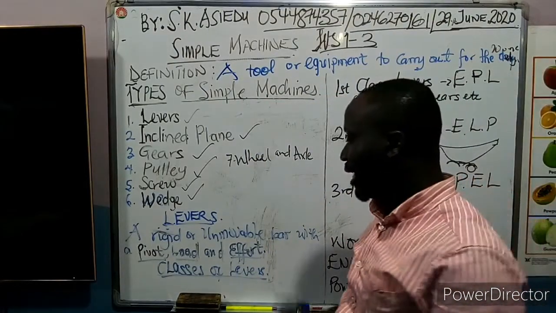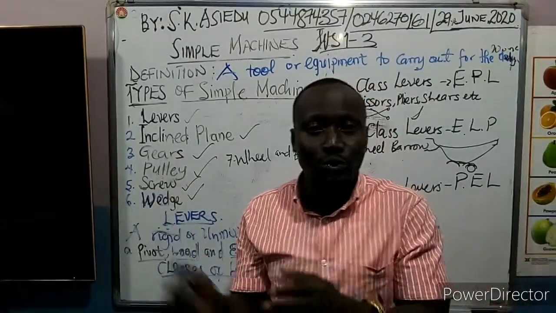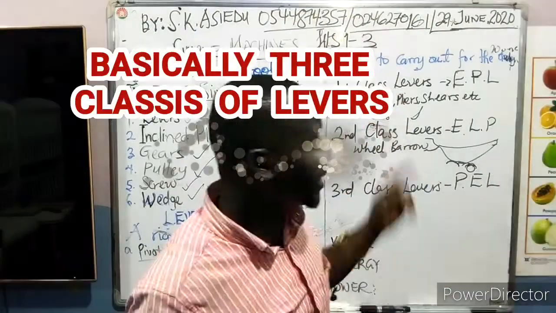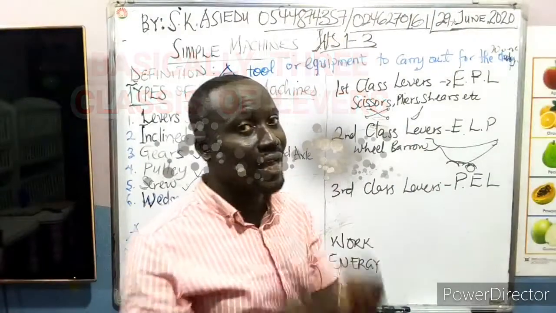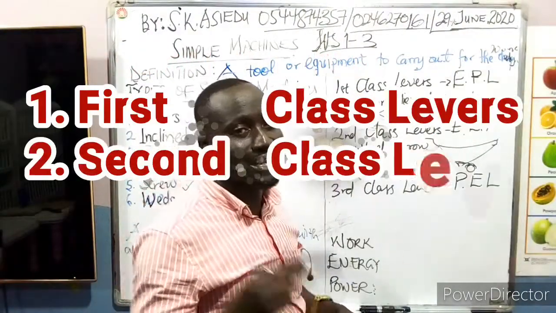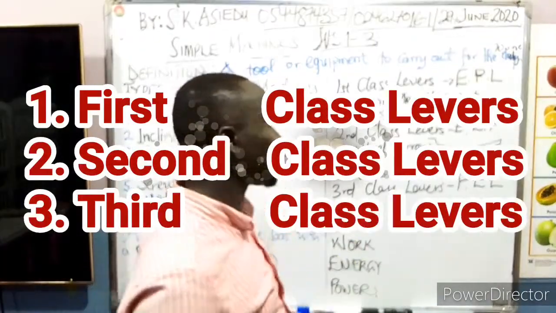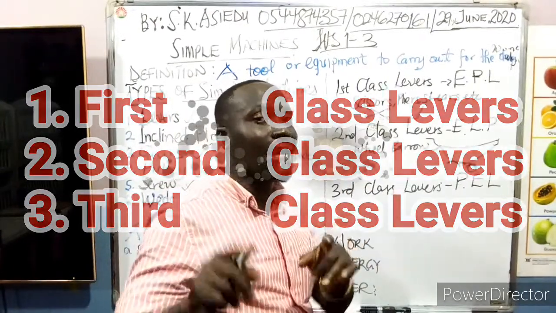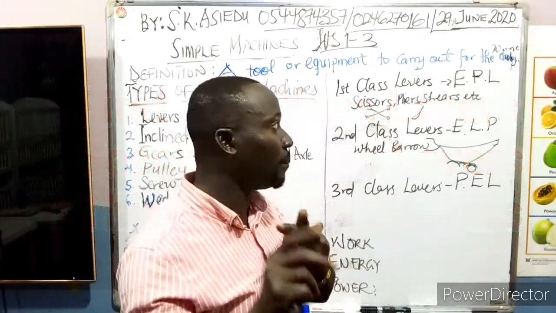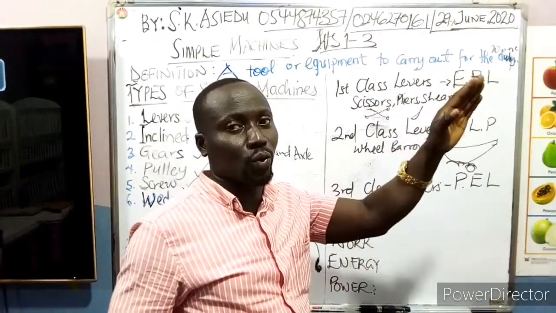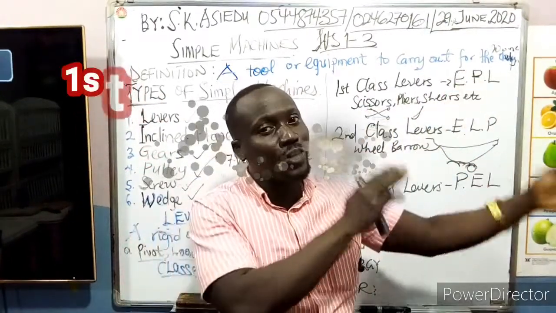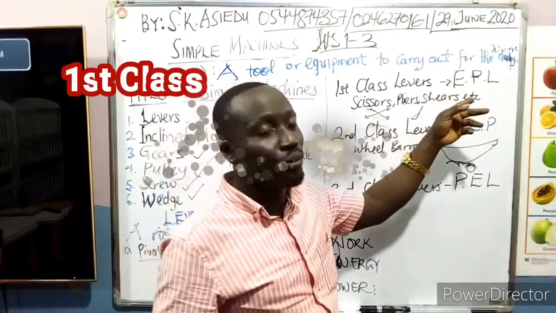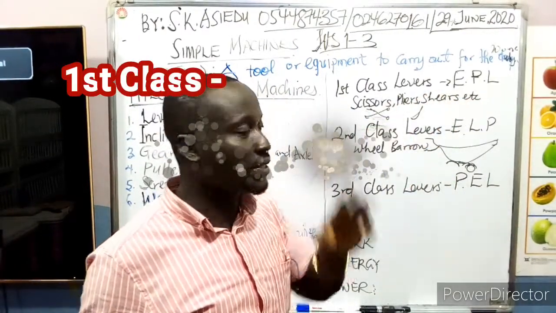Very well. Now let's look at the classes of levers. We have basically three classes of levers: the first class lever, the second class lever, and the third class lever. An example of a first class lever is the scissors that I cited. Why do I say scissor is a first class lever? Basically, I go by this acronym, the EPL, that is the order of arrangement for a first class lever. The E represents the effort.